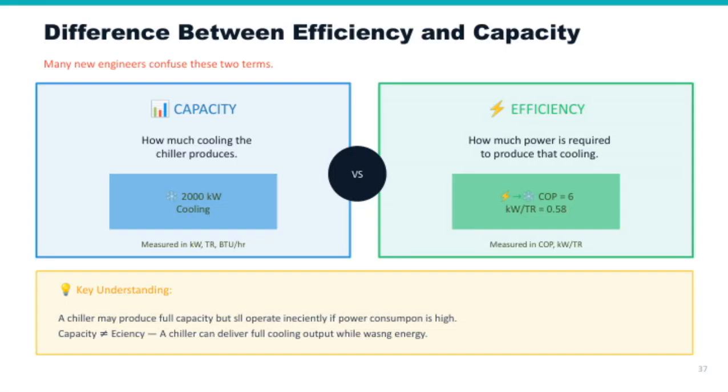Let's clear up a common confusion. Capacity and efficiency aren't the same thing. A chiller might be running at full capacity, delivering all the cooling it promises, but still be inefficient if it's using too much power. Efficiency measures how much energy it takes to produce that cooling, often shown as COP or kW per ton of refrigeration. Capacity, on the other hand, is simply how much cooling the chiller provides. Understanding this difference is key to optimizing performance.